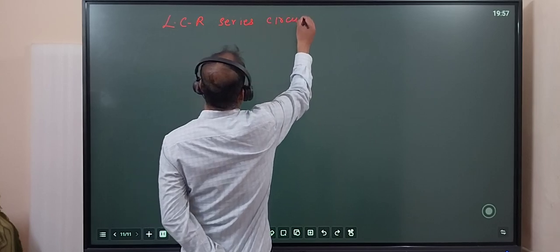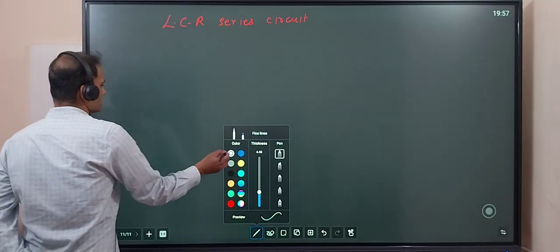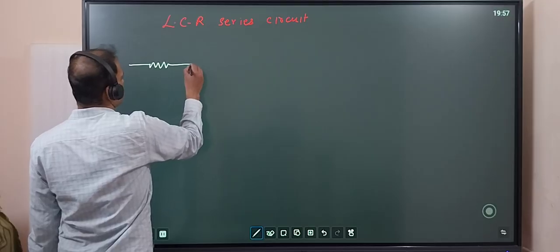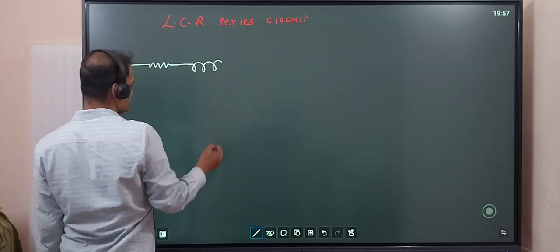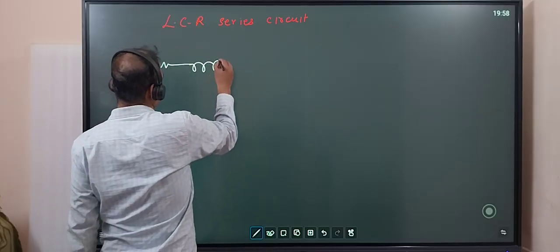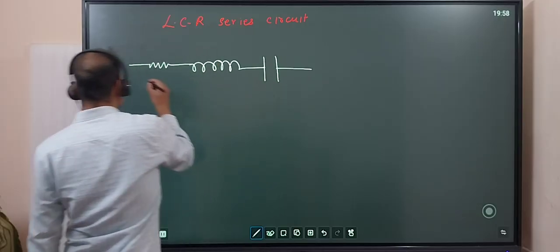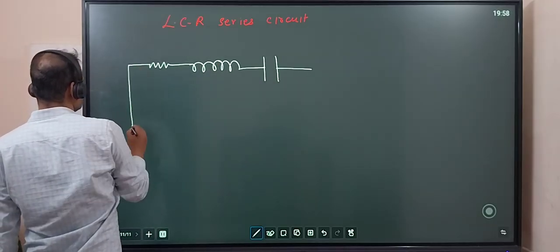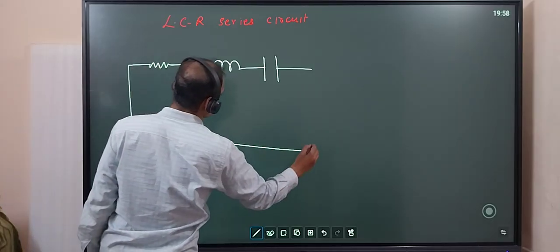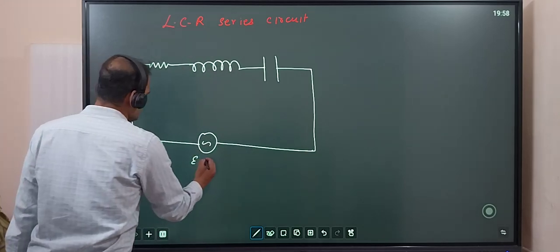LCR series circuit. Okay, so what we have here: we have a resistor, we have an inductor, and we have a capacitance also, and we have some source of EMF. Okay, and E naught, E we don't know.